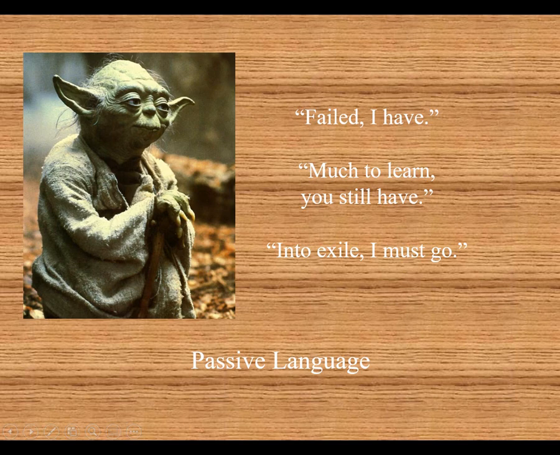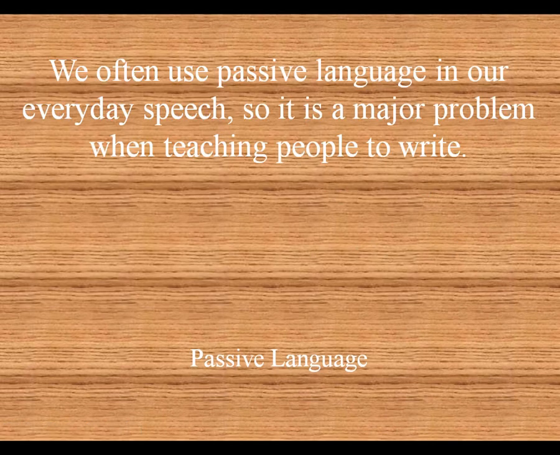But these can be a little confusing in short sentences, but they can be very confusing in long sentences. So again, we often use passive language in our everyday speech, so it's a major problem when teaching people to write. This itself is a very passive, confusing statement. So for the next few minutes, under the next number on the worksheet, sit down and take a few minutes and try to figure out what is the actor in this sentence and how would you rewrite the sentence to make it active by putting the actor at the beginning and then just describing the action. So I'll give you a couple minutes, pause the video for a couple minutes until you write out your answer on your worksheet.